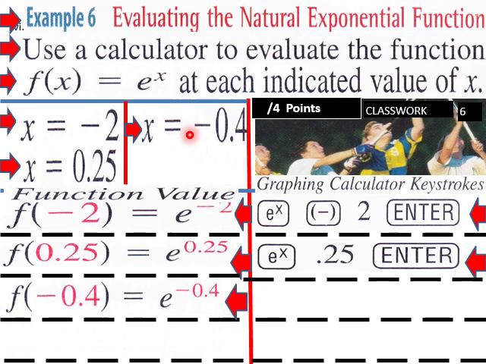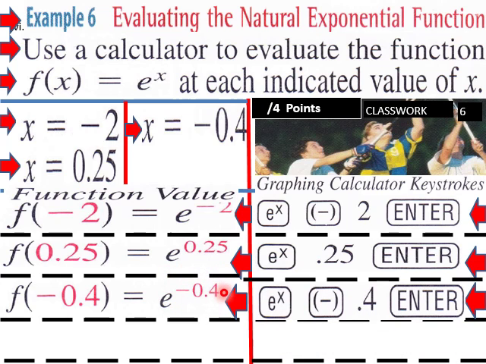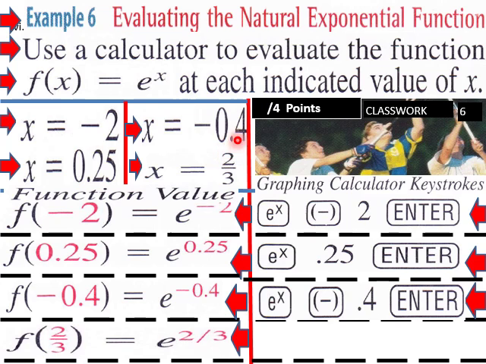And then for -0.4, f of -0.4, this is what it would look like, e to the negative, and it should be in parentheses in your calculator. Well, they do put the negative; it's just -0.4. They really don't put it in parentheses. So if you're overly cautious, that's what you would do. So e to the x, and then -0.4, and then x equals 2/3.